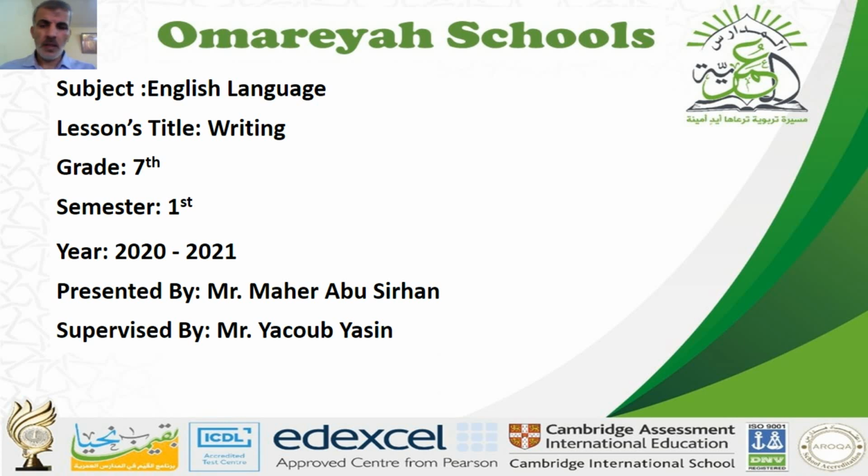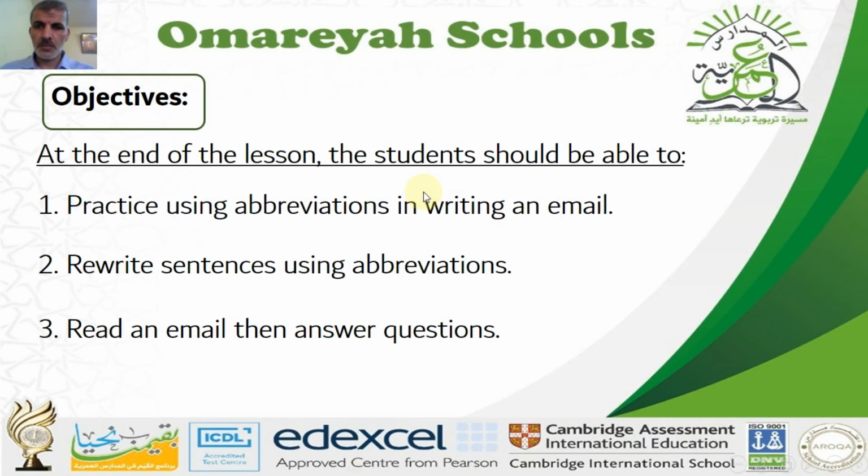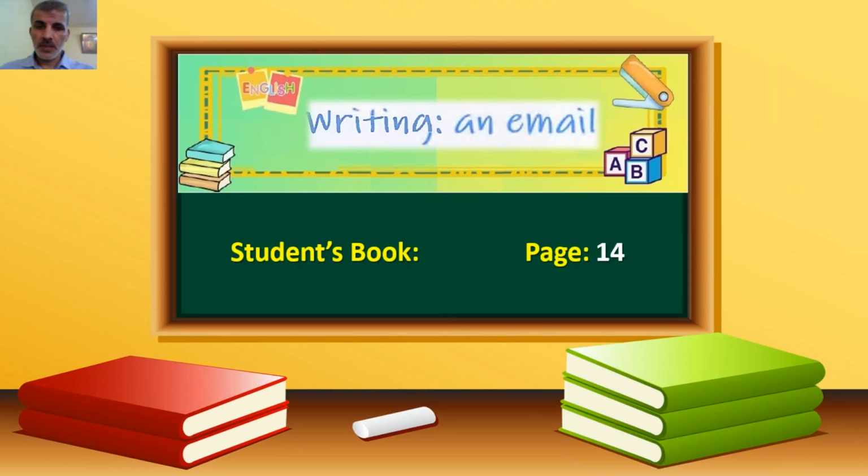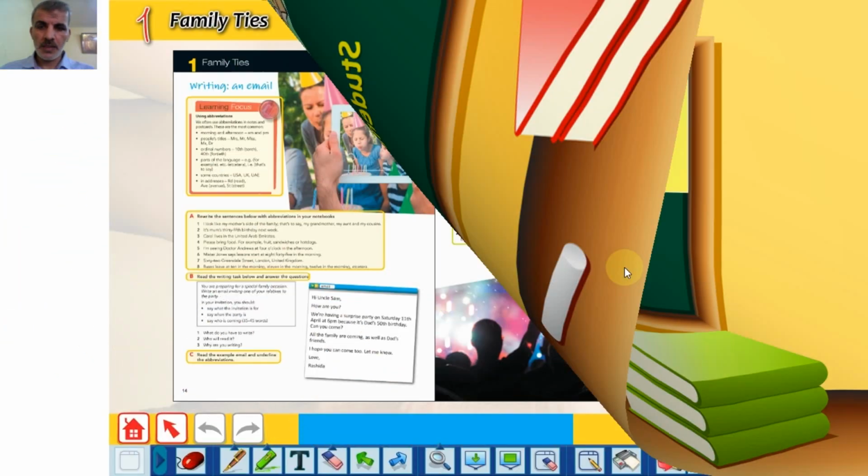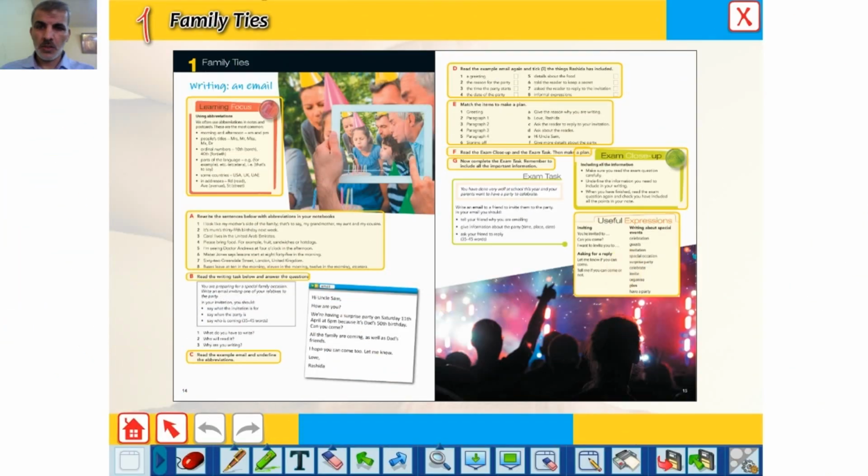Today, our lesson will be writing for the 7th grade, and these are some of our objectives for today. So, my dear students, I need you to open your student's book to page 14. As you can see here, we are going to do this page. So open your student book to page 14.